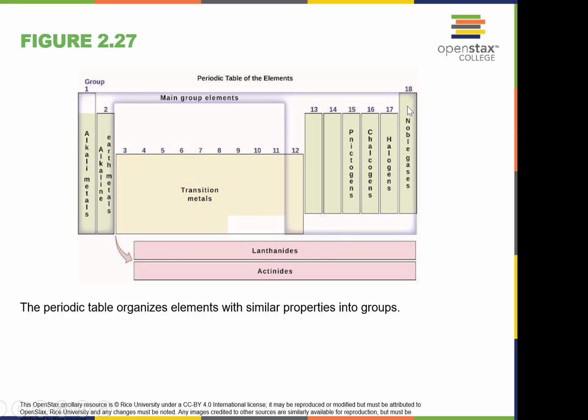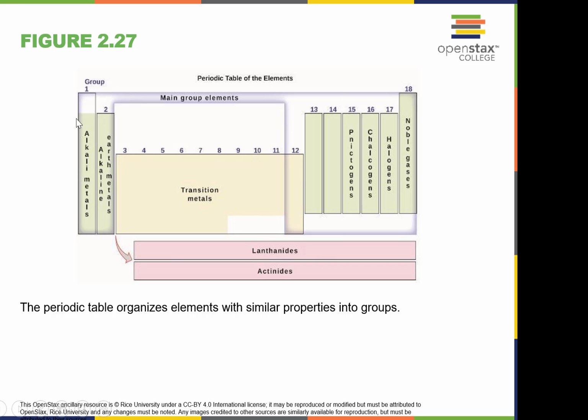And then the very last group of the periodic table, the very last column, are called the noble gases. They have the properties of being very non-reactive, unlike other elements that we've called out as being very reactive. Noble gases are very non-reactive.